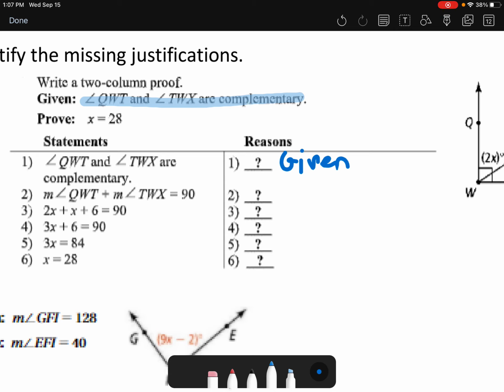Now, when we go from number 1 to number 2, we're not actually changing any information. The only thing we're doing is changing that statement into math stuff. When we say those two angles are complementary, that just means when you add those angles together, you get 90 degrees. That's what statement number 2 says. All we did was use the definition of complementary.